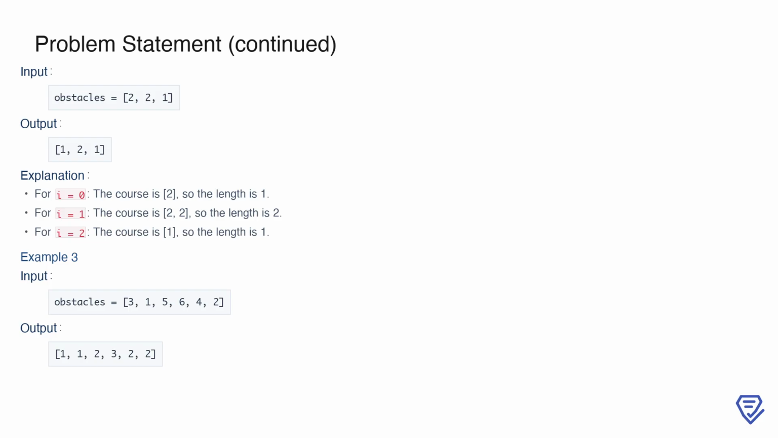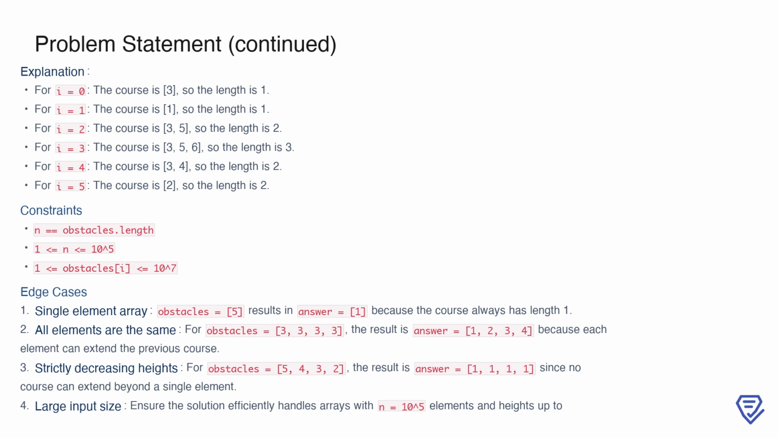For i equals 3, the course extends to 3, 5, 6, giving a length of 3. At i equals 4, the sequence resets to 3, 4 with a length of 2. Finally, for i equals 5, the course is 2, resulting in a length of 2. Let's break down the explanation for the third example in more detail.